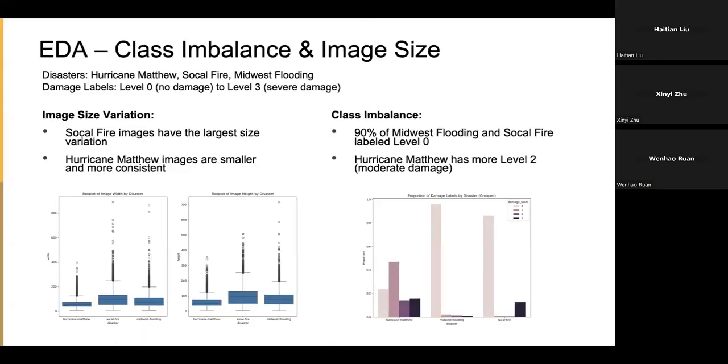So we started with EDA to understand the dataset. It includes satellite images from hurricane, fire, and flooding, labeled from level 0 to level 3 damage. First, we found a strong class imbalance. Over 90% of flooding and fire images are level 0, while hurricane has more level 2 cases. Also, image sizes vary a lot. Fire images are much larger and more varied than others.